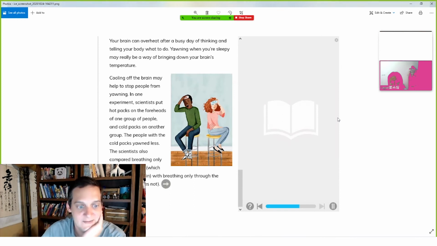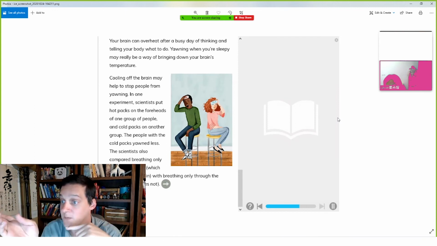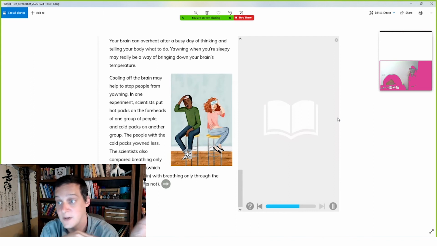And did they? The people with the cold packs yawned less. The scientists also compared breathing only through the nose, which also cools the brain, with breathing only through the mouth, which does not. So they did the cold pack test and the hot pack test. The cold pack people yawned less. The hot pack people yawned more.